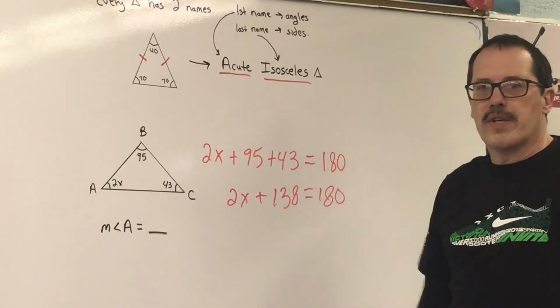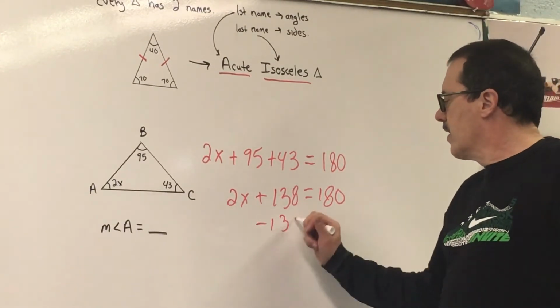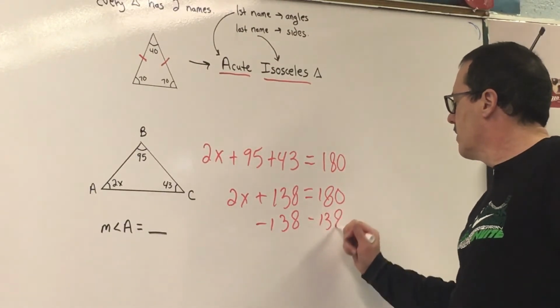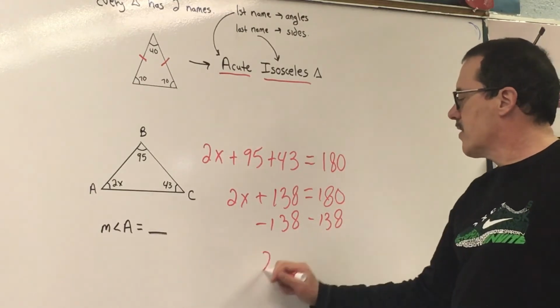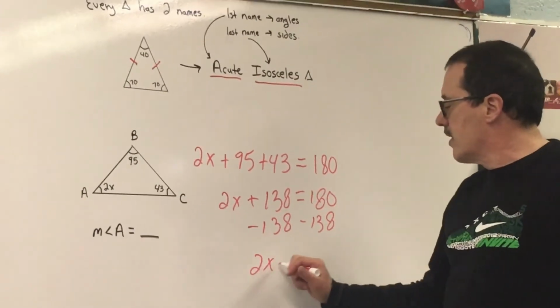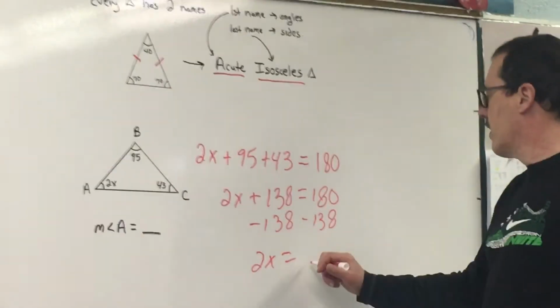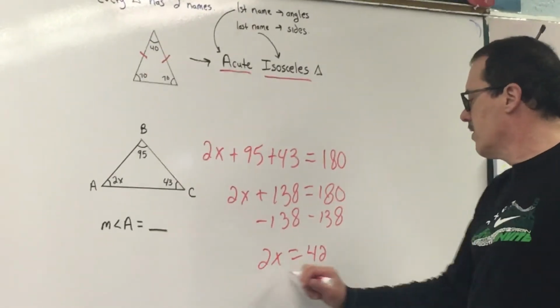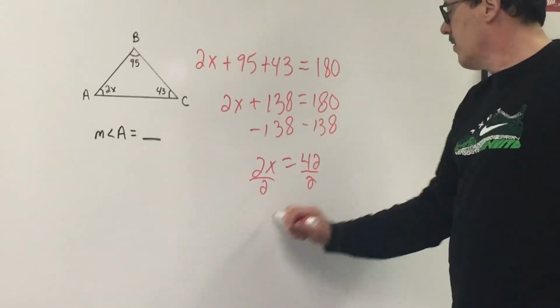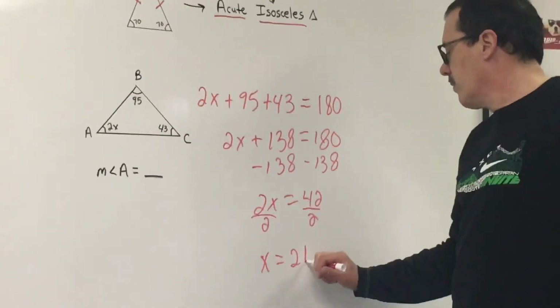I have no idea why I picked such hard numbers. Would have been nicer to pick some easier ones. So we're going to subtract 138. So this is just a bubble problem now, you guys. That's all we're doing. If we subtract here, we're going to get 42 degrees. Divide both sides by 2. And we get x equals 21.